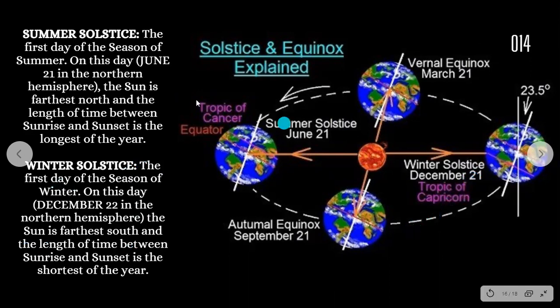So let me explain this once again. So summer solstice and winter solstice. Summer solstice is on June 21st in the northern hemisphere. So on June 21st in the northern hemisphere, the sun is in direct sunlight on the Tropic of Cancer, right? And on December 21, you have winter solstice, right?